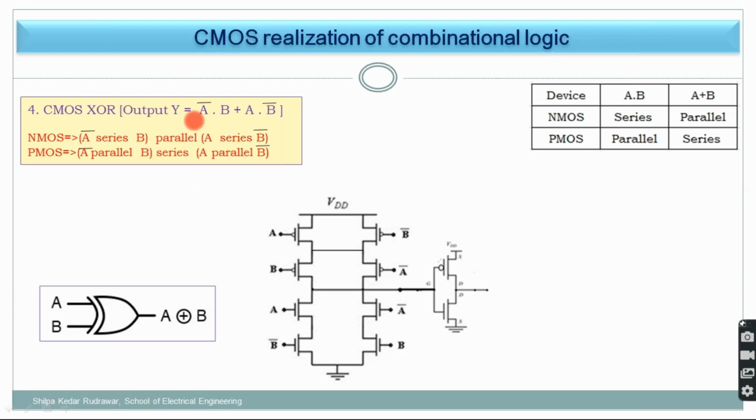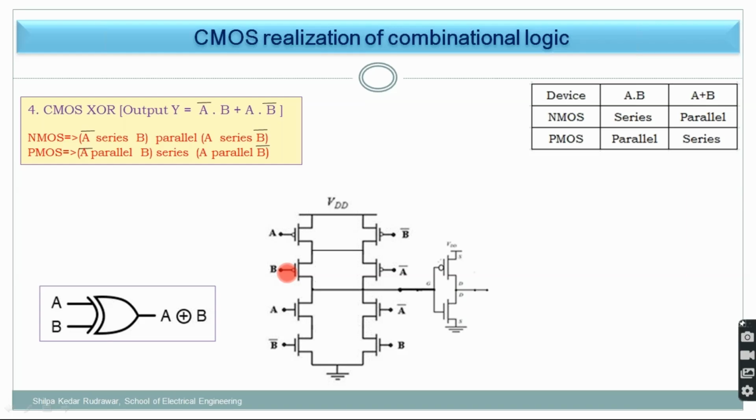Okay. So now what you need to do for NMOS: A bar should be in series with B. So here, this is A bar in series with B. Now this particular thing is in parallel with this particular series combination. So what is this? A B bar. So here is A B bar, which is in series. Now these two parts are in parallel, so that's why this is a parallel combination. So this NMOS part, that is the pull down network, is clear.